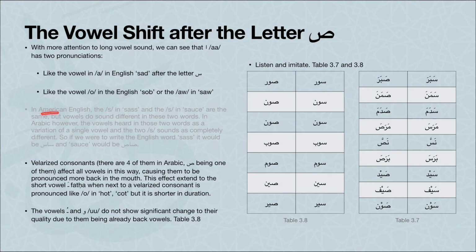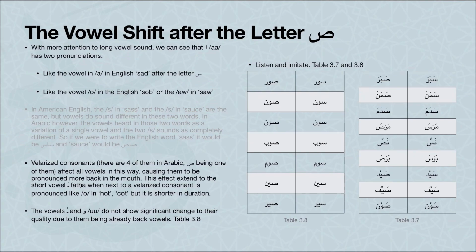So in American English, the S in sass and the S in sauce are the same, but the vowels do sound different in these two words. In Arabic, however, the vowels heard in these two words are variations of a single vowel. In English, the A is noted by an A, but here by an AU, so it's sauce. In Arabic, it's the same vowel but has two different ways of pronouncing.